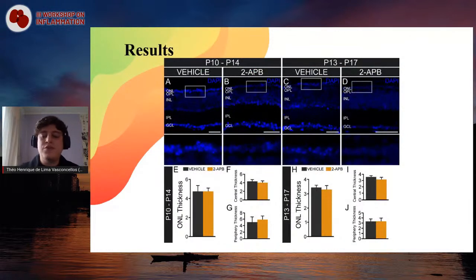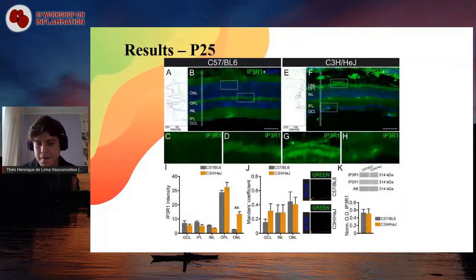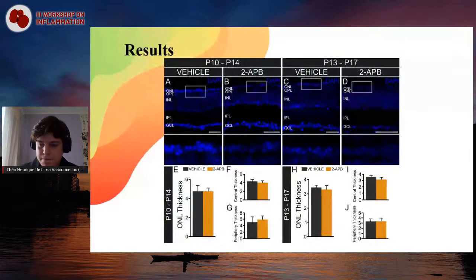So, moving on to the functional part of this work, we performed the intervention by using an IP3R1 blocking drug in the pathology, where we used the ages of 10 and 13 postnatal days, and collected at P14 and P11 postnatal days. The results obtained showed no change in the thickness of the outer nuclear layer in the treated eyes of both applied ages, suggesting that this receptor does not influence cell death.